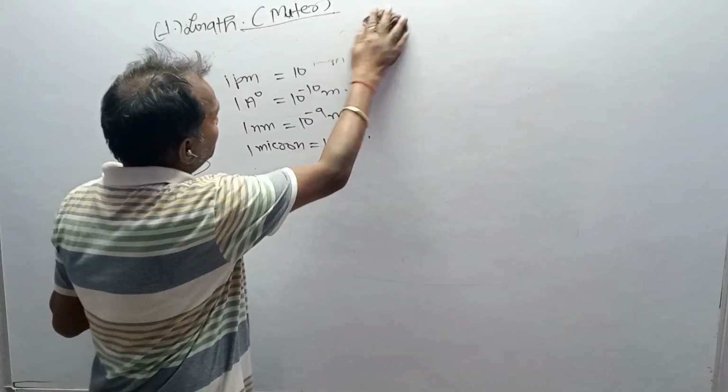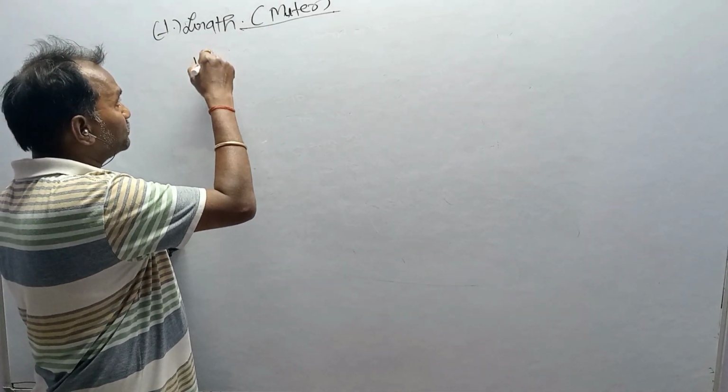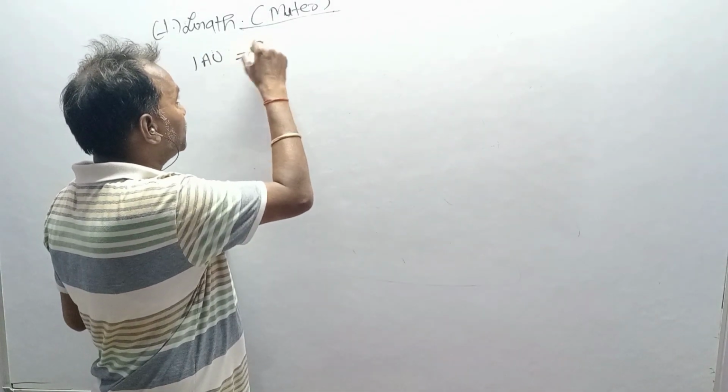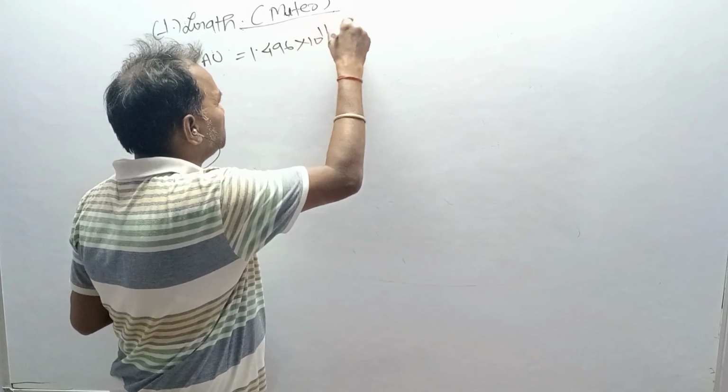Now let us talk about the bigger units. These have been the smaller units or smallest units to measure length. Let us consider the bigger units used to measure length. The first one is a very important one, the astronomical unit, AU. This is equivalent to 1.496 into 10 raised to the power 11 meter.